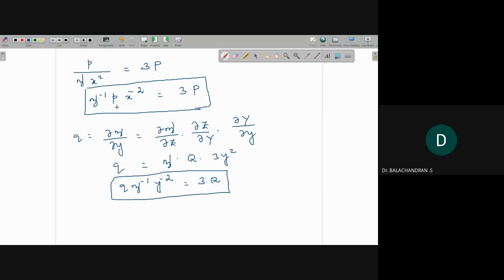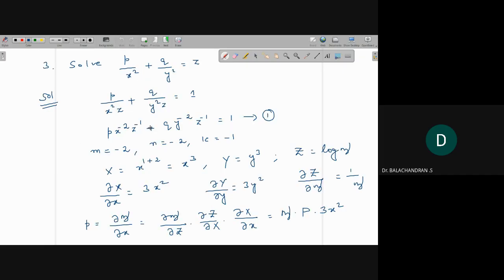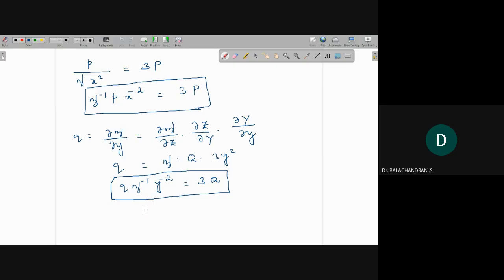Now I'm going to substitute these two values in equation 1. So this is 3P, and this is 3Q. So 3P plus 3Q is equal to 1. I call this equation 2, which is of the form what?